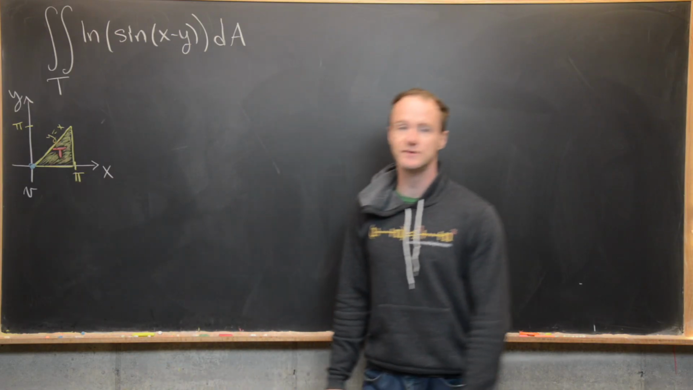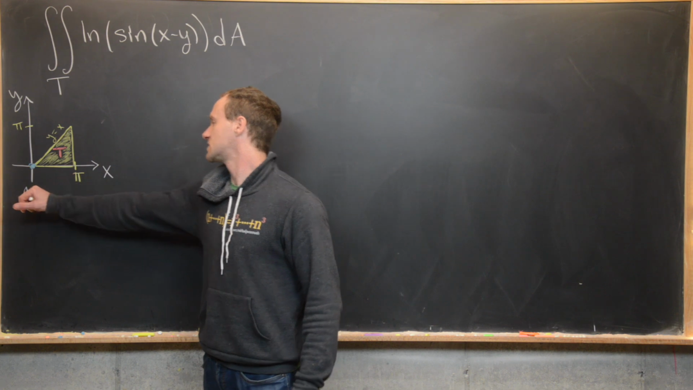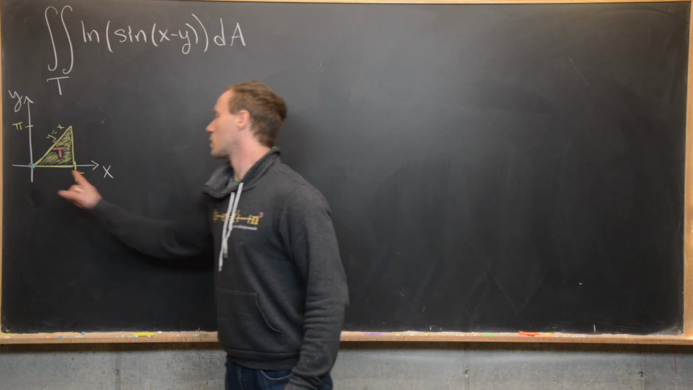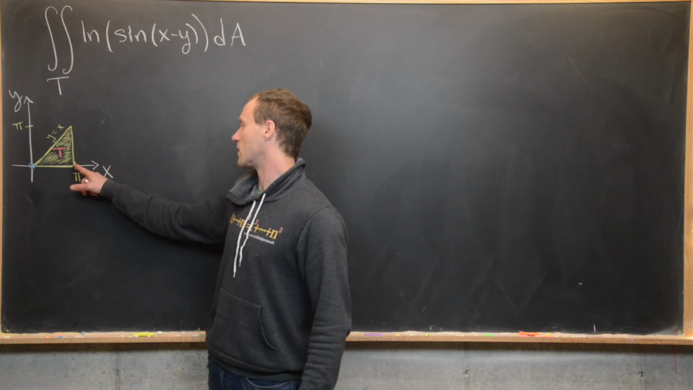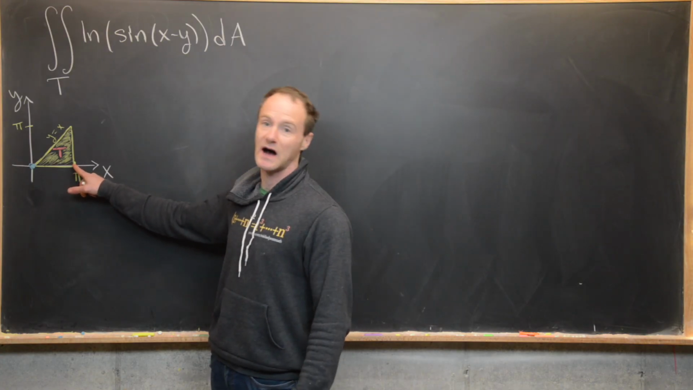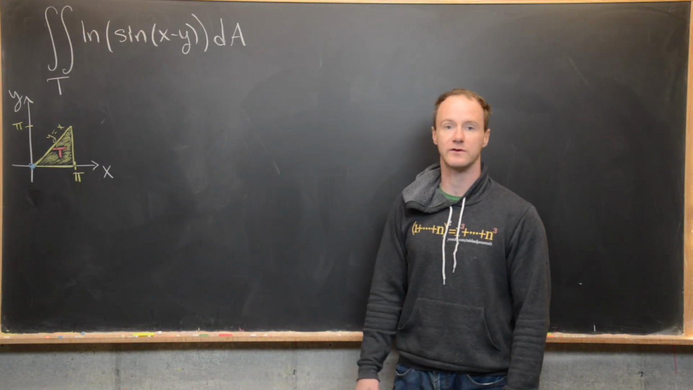So the hypotenuse is the line y equals x. And then along the x-axis, we're going from the origin to pi. And then along the y part, we're going from this x equals pi, y equals 0, up to pi comma pi. So we've got that triangular region.